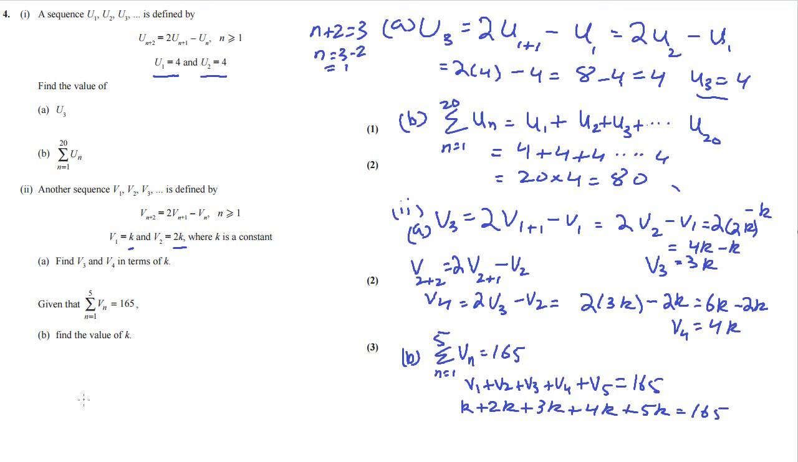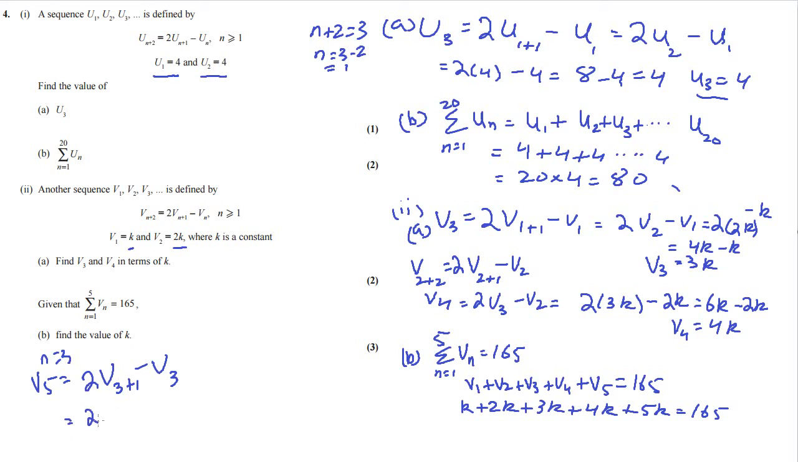So let's find v5 here. If I want to find v5, what should be the value of n? It should be 3, because 3 plus 2 is 5. So we have v5 should be equal to, remember n equals 3, 2 times v3 plus 1, so 3 plus 1, minus v3.